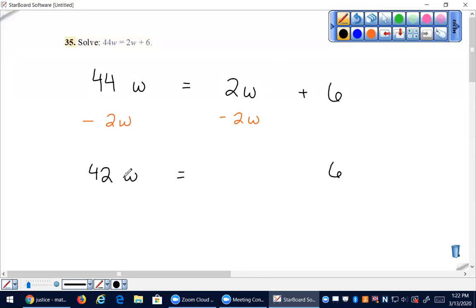Now 42, the other thing is that in Math 60, if there's no arithmetic symbol there, what's happening? Multiplying. So this is 42 times W. So the opposite of times 42 is divided by 42.